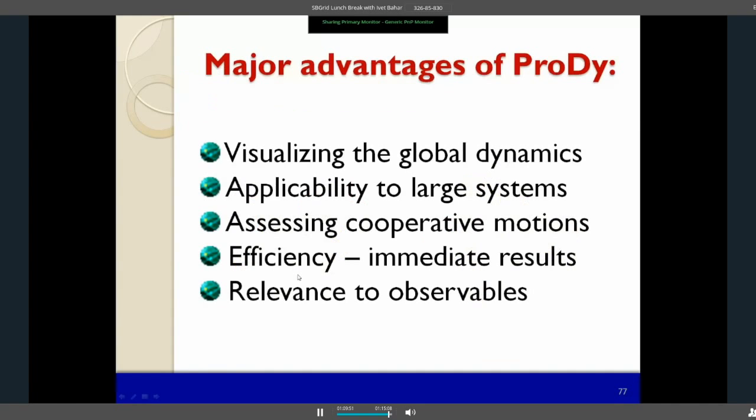So to conclude, I would like to say that the major advantages of ProDy are the ability to visualize very easily the global dynamics, the fact that you can treat very large systems very easily and assess their cooperative behavior. It's very efficient. You get results immediately, and that can help you build new hypotheses. And because we are sampling those large-scale movements that are usually of the order of milliseconds or slower, these events are very relevant to experimental observables, and you can come up with new testable hypotheses.